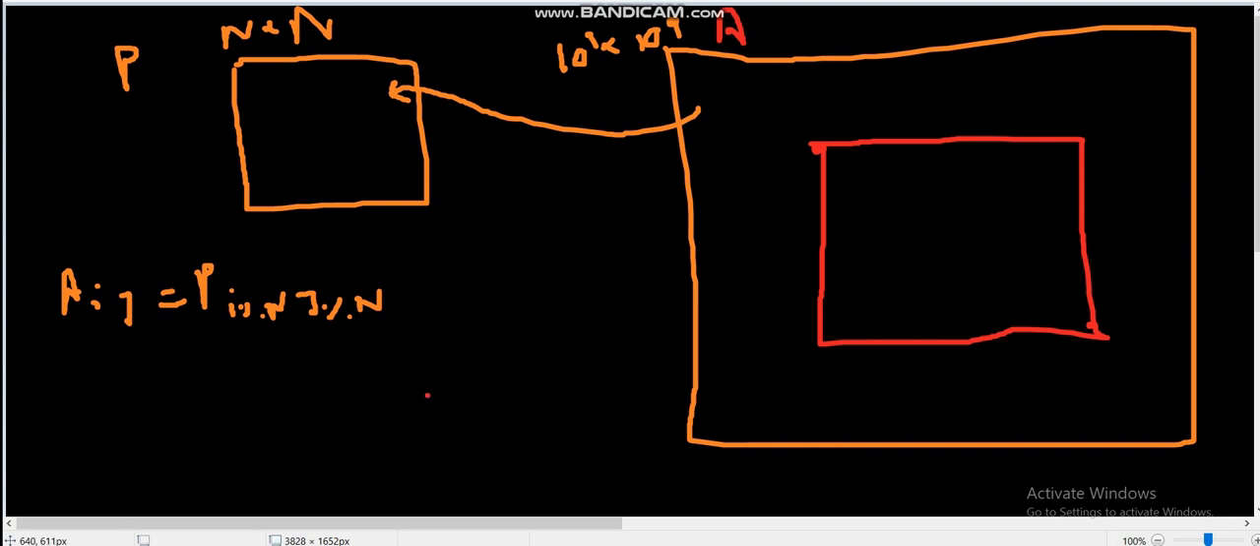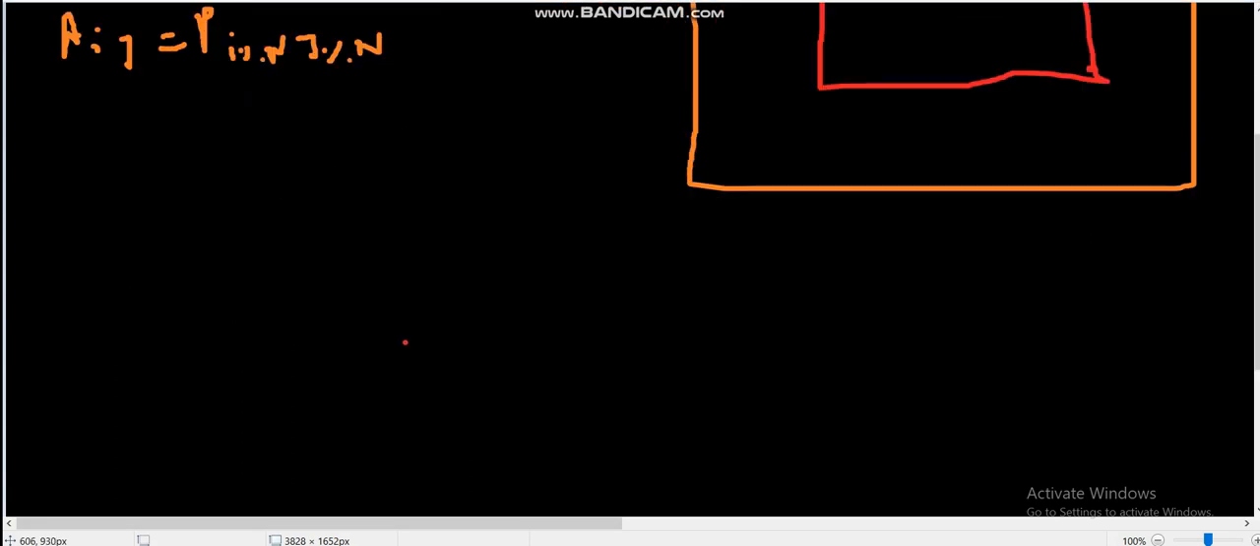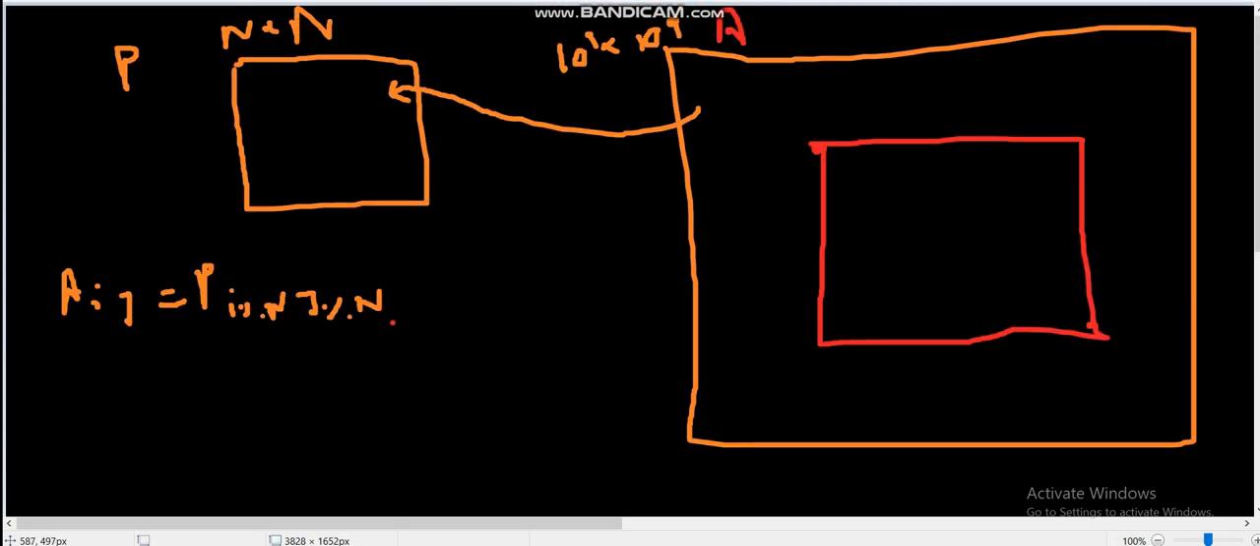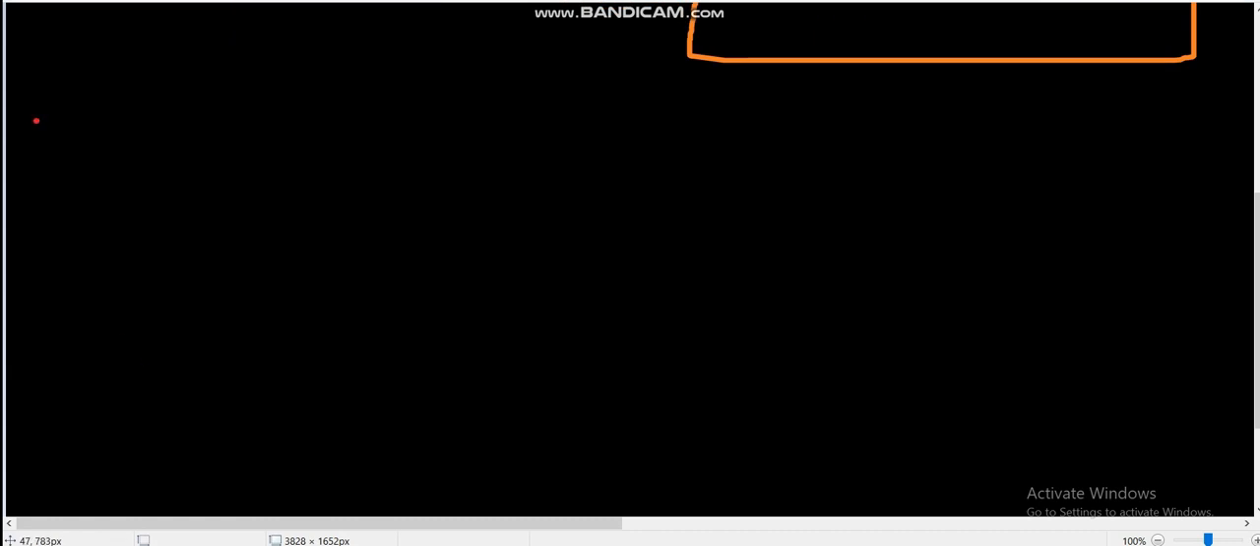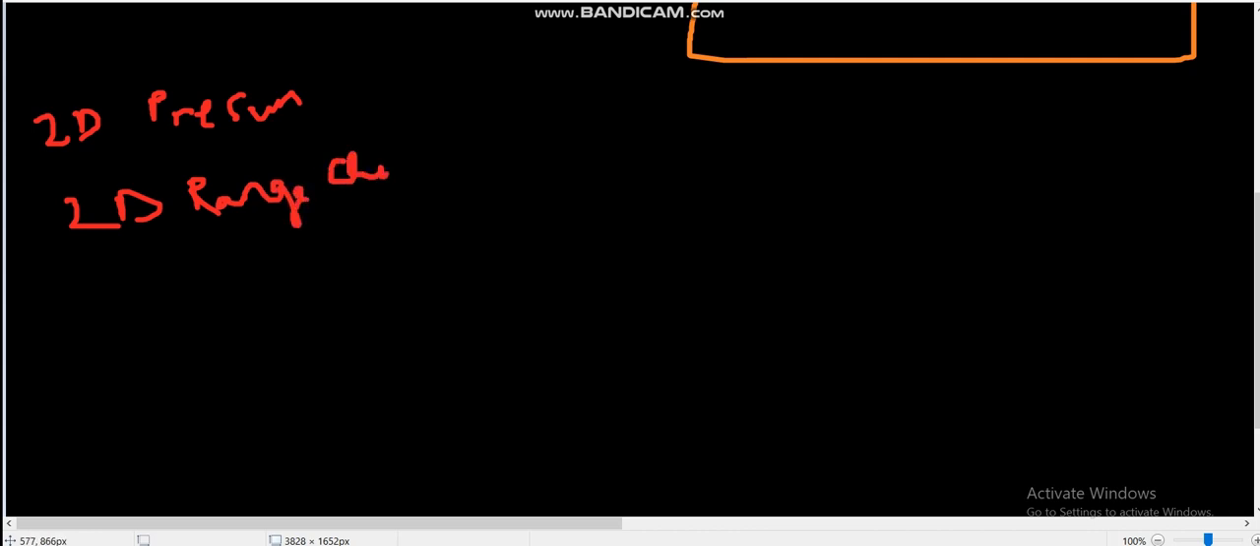Okay, so for solving this problem, a few tricks are required. The first trick will be 2D prefix sum, and the second required thing is the 2D range query. So 2D range query and 2D prefix sum are required. I will share the link for 2D prefix sum, and I will try to explain how we do 2D range query using 2D prefix sums here.